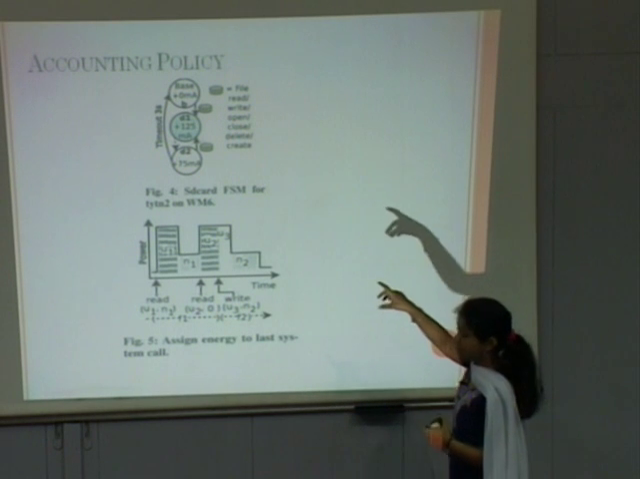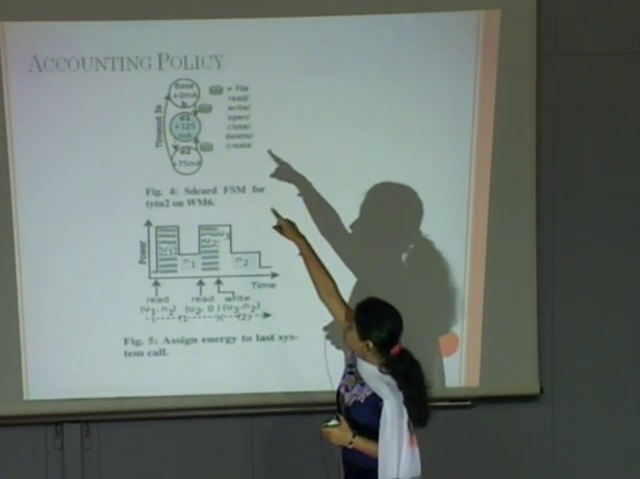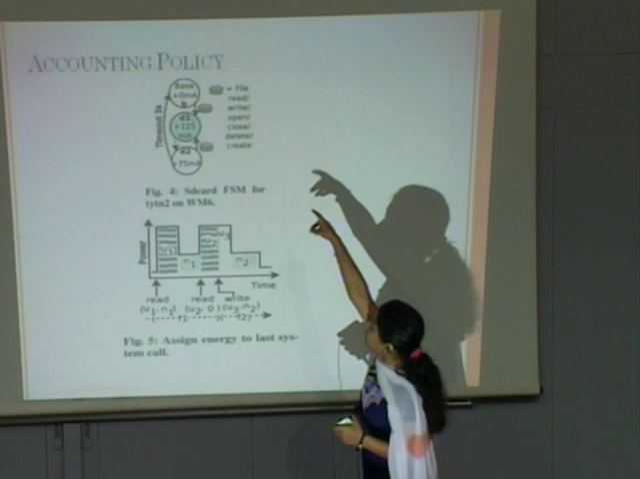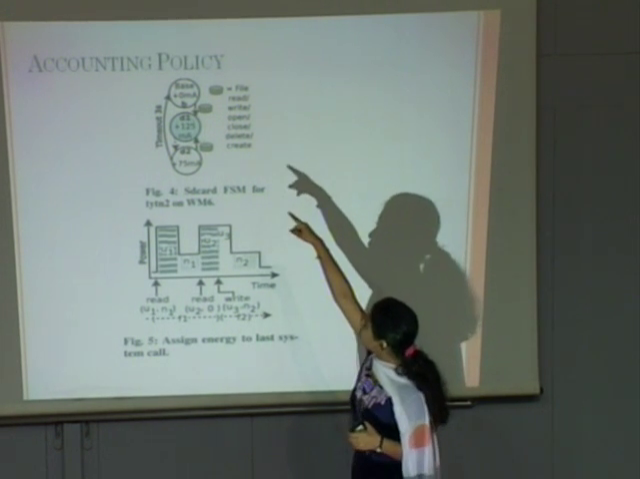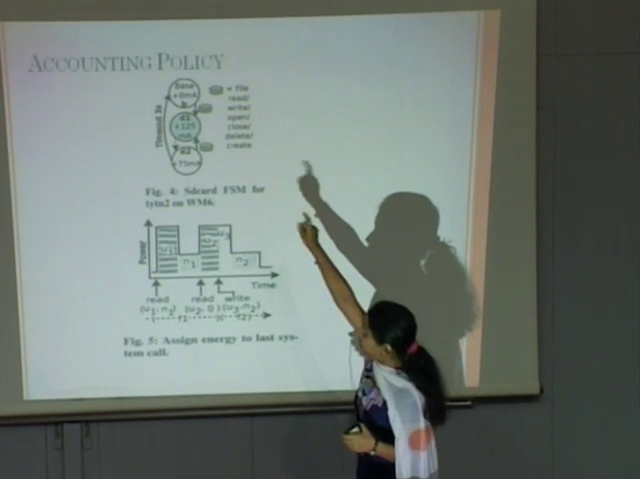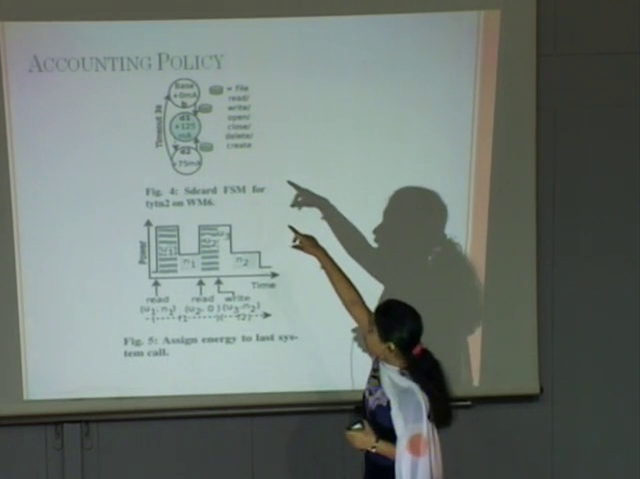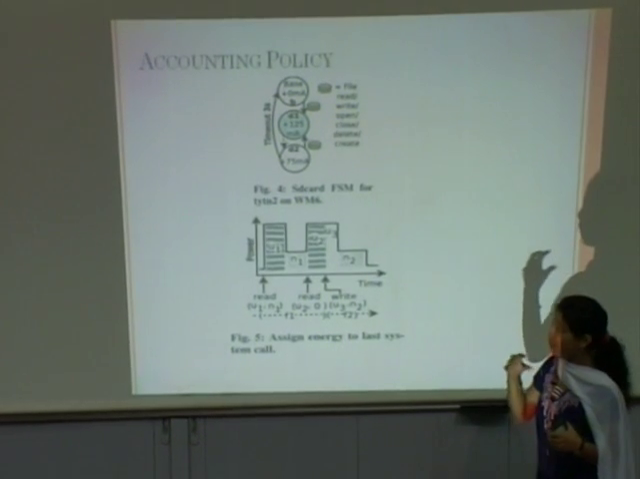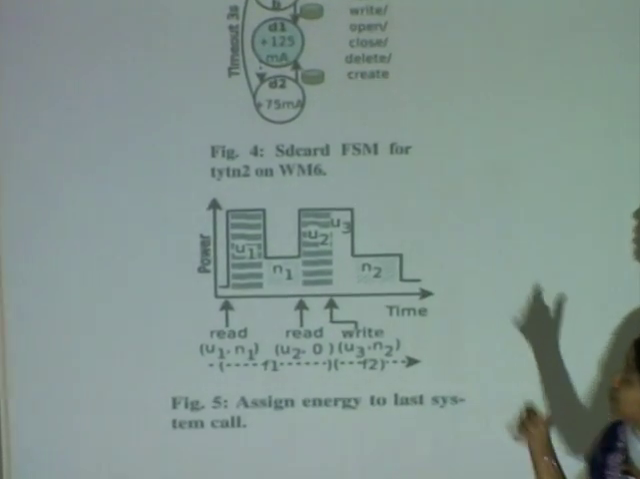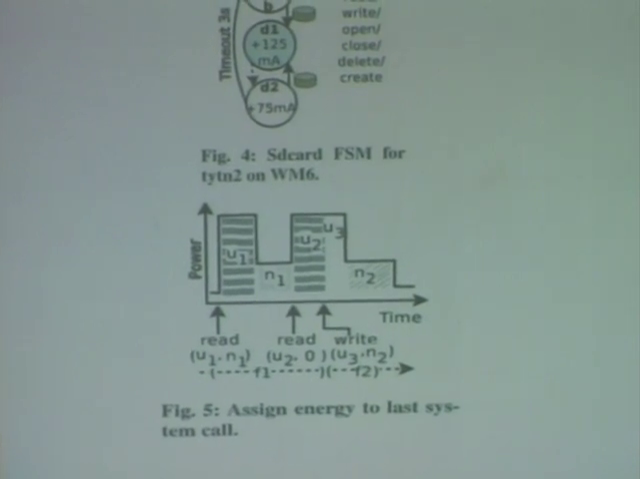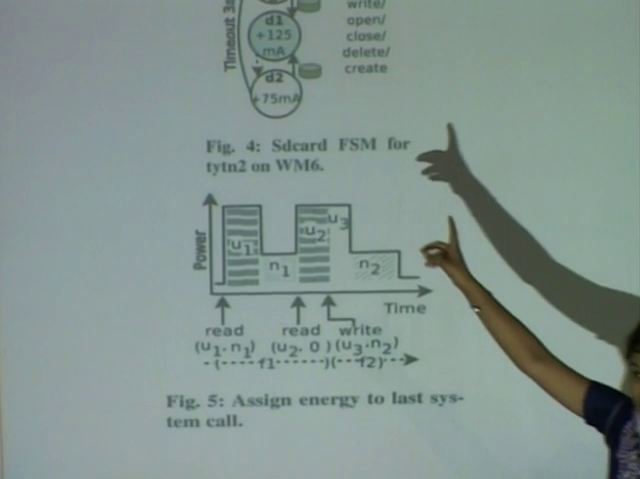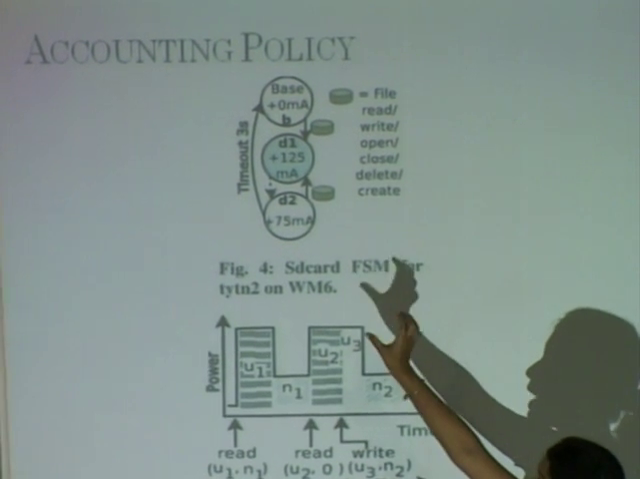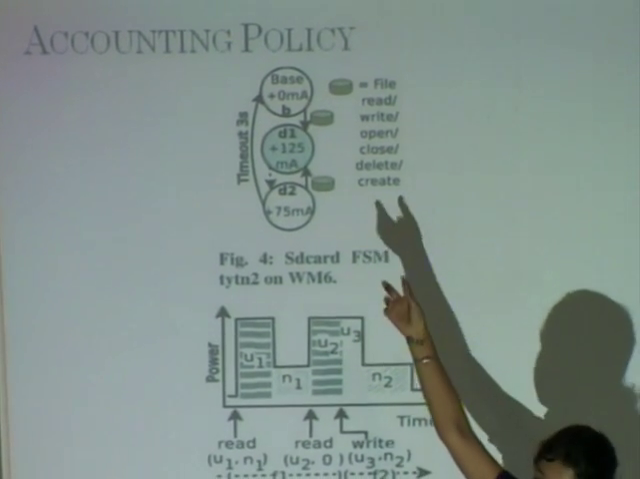The efficiency for the SD card they have shown is: first it is in the idle state, the base state, where it is consuming zero power. Now if any event comes, like file read, write, etc., then it will go to the high power state, the D1 state, where it will consume a certain amount of current. Then it will go to the tail state, D2, where it will consume less power but still consume power. If an event comes while it is in the tail state, it will go again to the high power state from the tail state. And if no event comes while it is in the tail state, then after a certain timeout, it will go to the base state, the zero power state.